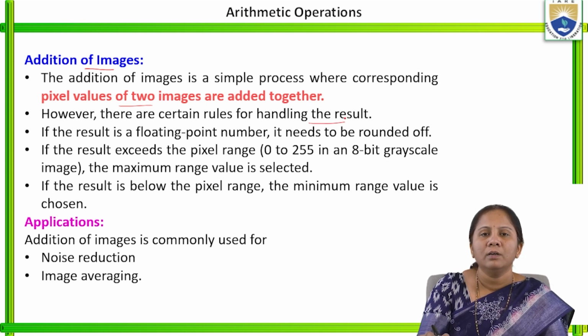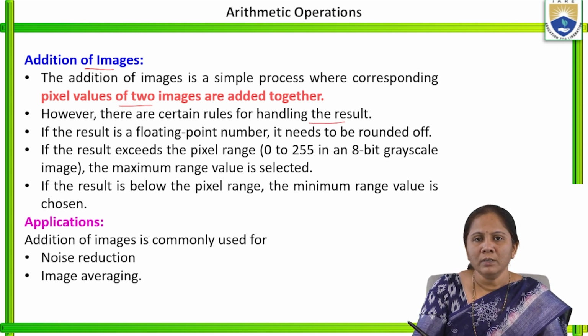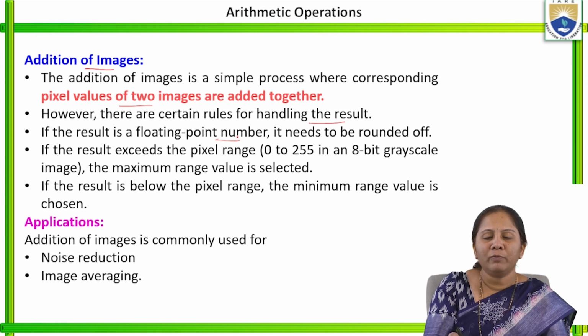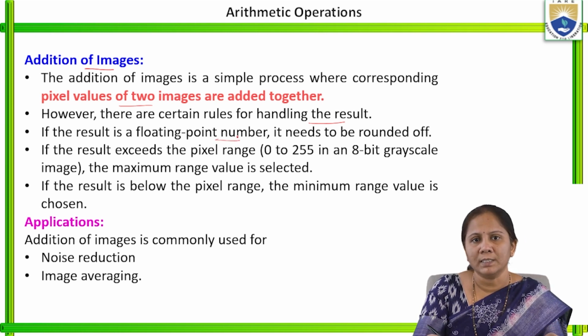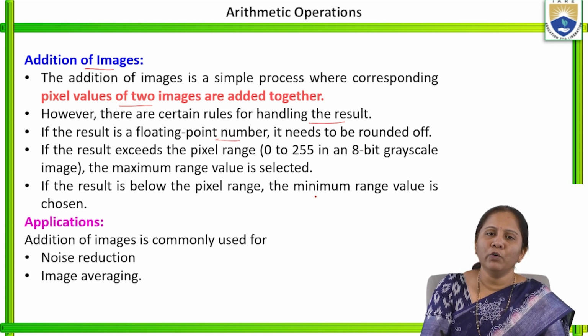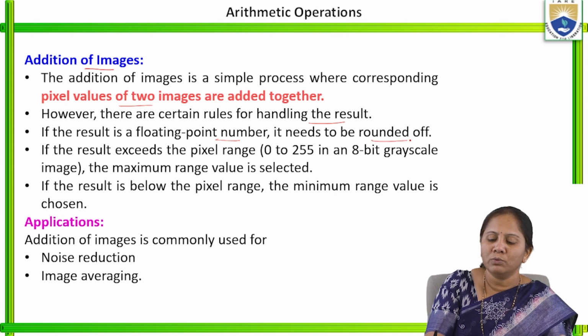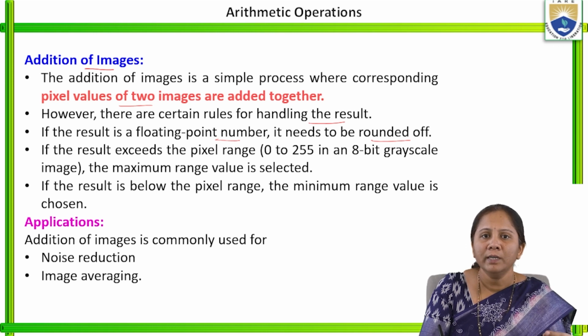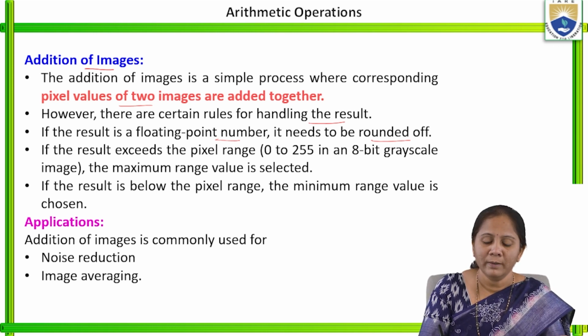While performing this operation, we have to follow some rules in order to get the result. What are those rules? While performing addition between two pixels of two images, the result may be an integer value, or sometimes we will also get a floating point value. If we get a floating point value, we have to round it off in order to get an integer value. So this is one rule.